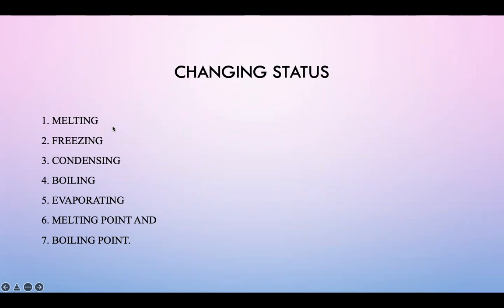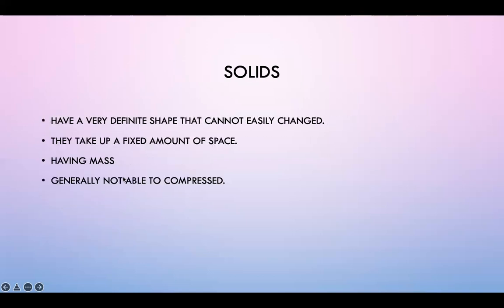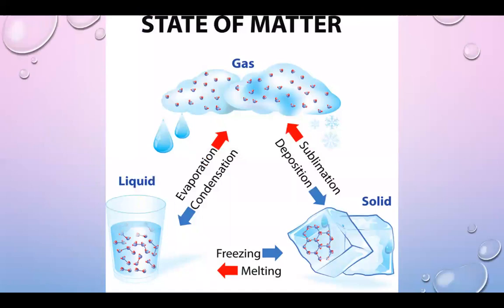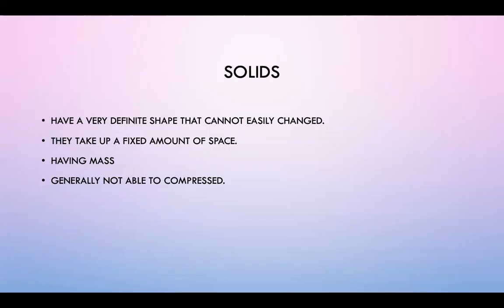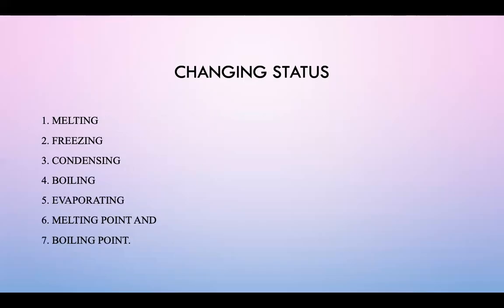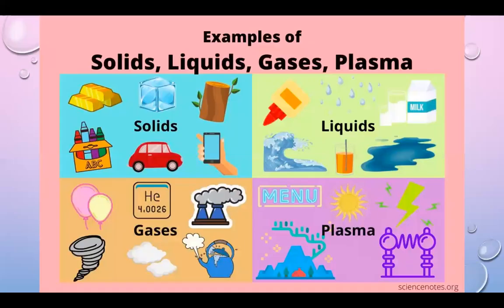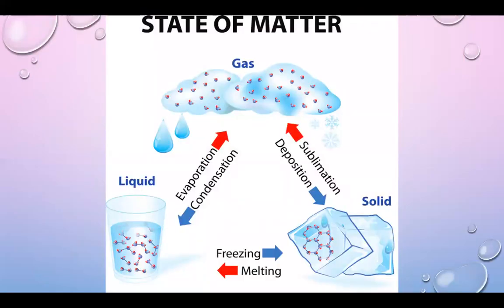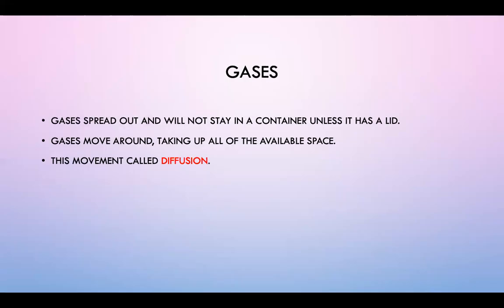So we are going to learn about melting, freezing, condensing, boiling, evaporating. So another thing, so sorry, I couldn't add this, that is sublimation and deposition, right? We are going to learn about freezing, melting, condensing, boiling, evaporating, sublimation and deposition. We are going to learn about them.